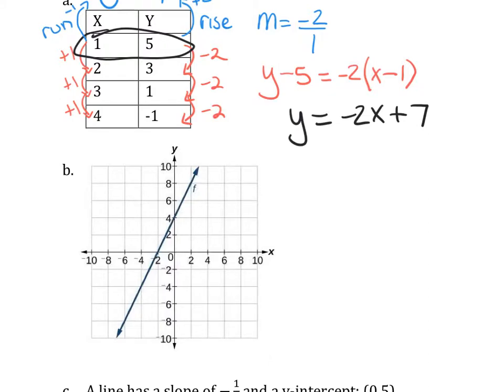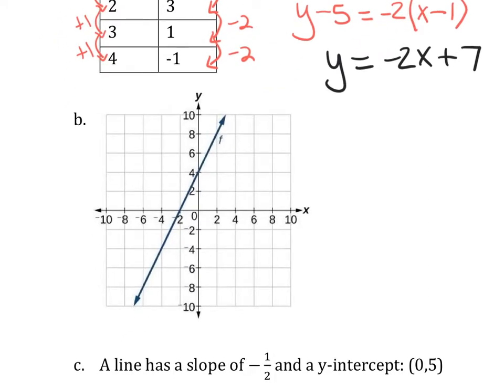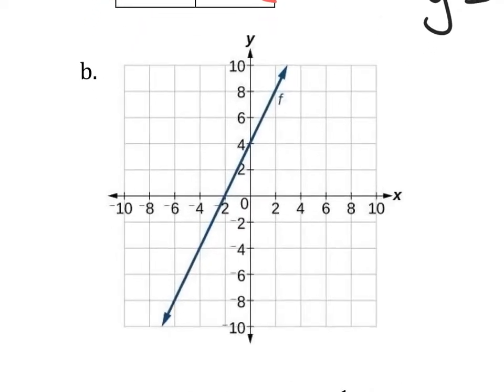We take a look at letter B. We have a line that's graphed. We need to find the equation. So here it's pretty easy to find our slope and our y-intercept. So looking at our graph here, what is our y-intercept? 4. Yeah, this point right here is our y-intercept, the point (0, 4).